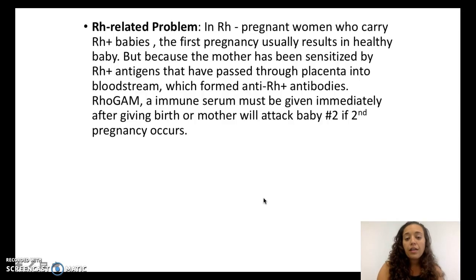The only thing that can occur is if a pregnant person who is negative has a baby who's positive. The first baby, you're fine, but the second baby, you would have to get RhoGAM. After the first baby is delivered, they give you RhoGAM, otherwise the mother would attack the baby. Okay, so that's it for blood. You guys will practice now, and hopefully that was helpful.